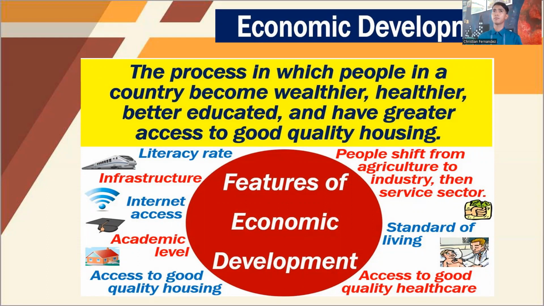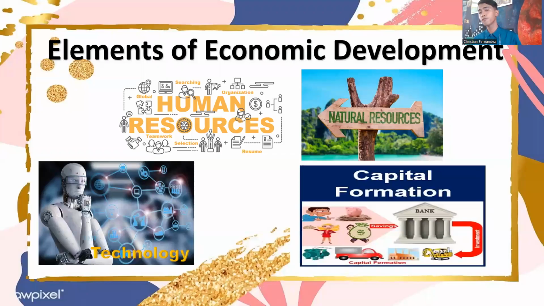And say for example, from agriculture, they shifted from agriculture into industrial. So nagkaroon ng mas malaking pagbabago in the quality of the lives of the people. And that is what we say economic development. Now, there are four basic elements of economic development. But these four elements of economic development must be properly managed to achieve economic development goals.